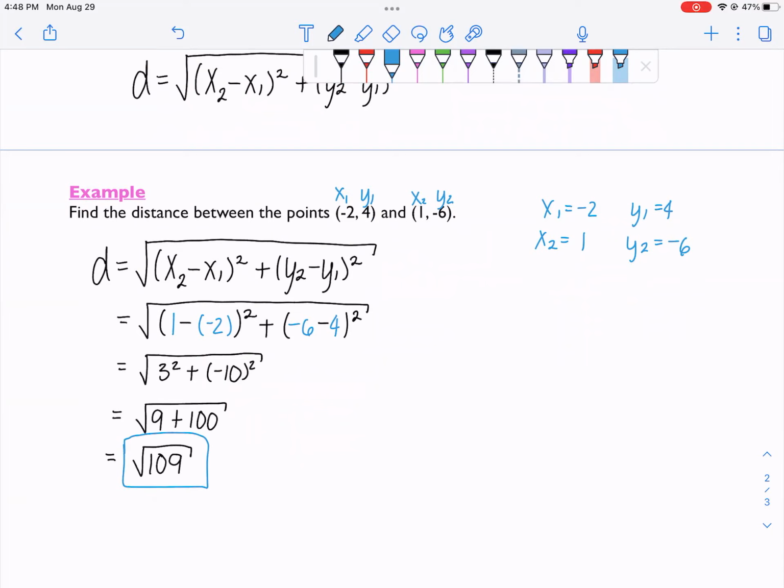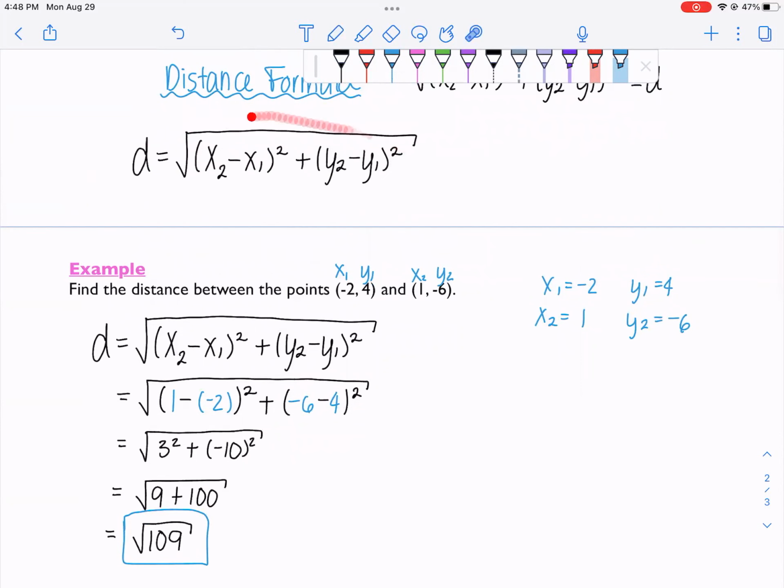Again, you're just really using this formula right here to find the distance between them. Just be consistent with your x1, y1. So don't make it x1, y2. That will mess up your formula. But as long as you're consistent, it doesn't matter which you use.